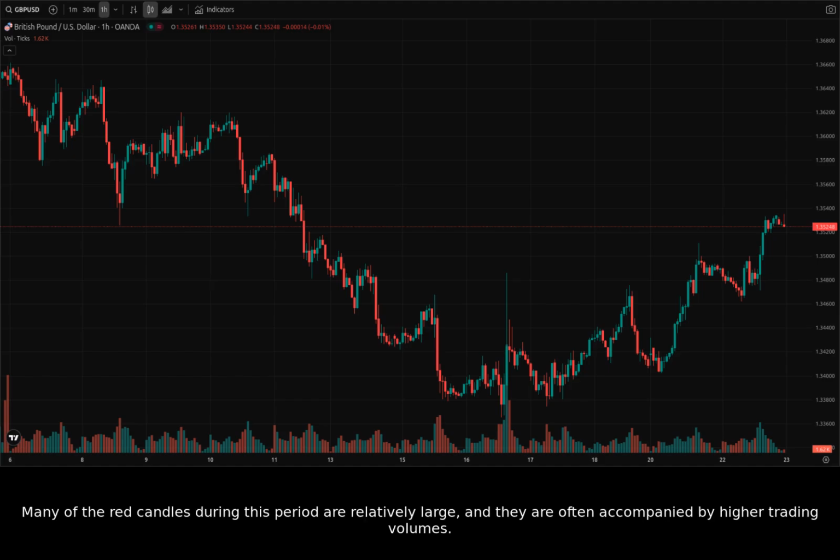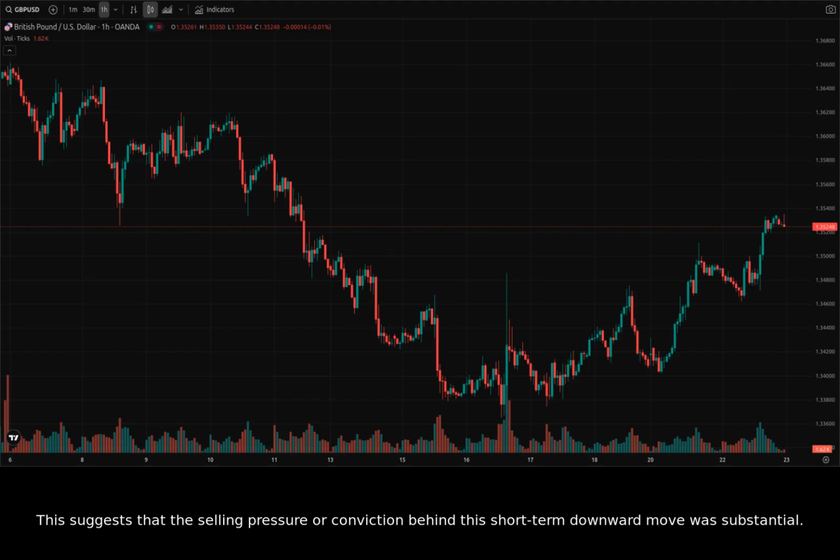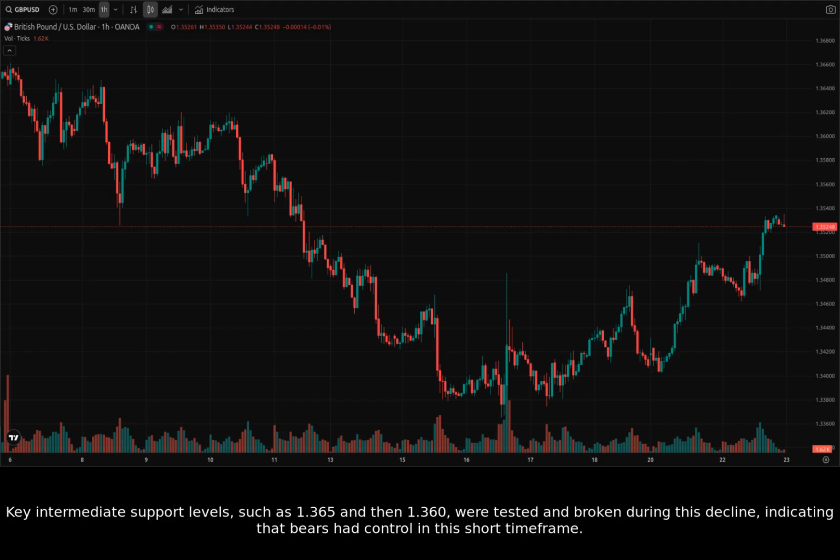Many of the red candles during this period are relatively large, and they are often accompanied by higher trading volumes. This suggests that the selling pressure or conviction behind this short-term downward move was substantial. Key intermediate support levels, such as 1.365 and then 1.360, were tested and broken during this decline, indicating that bears had control in this short time frame.